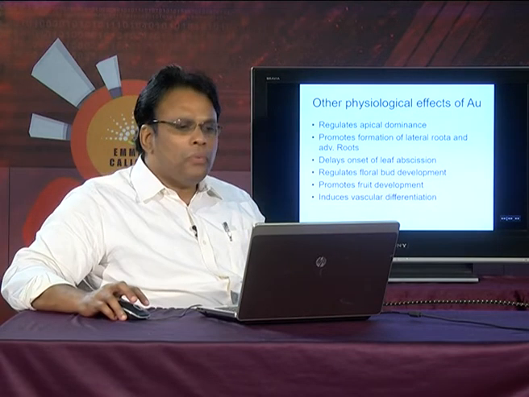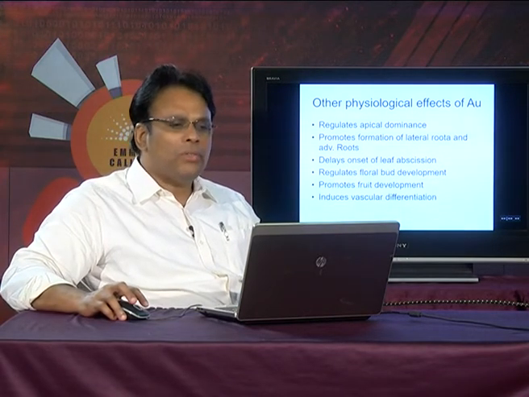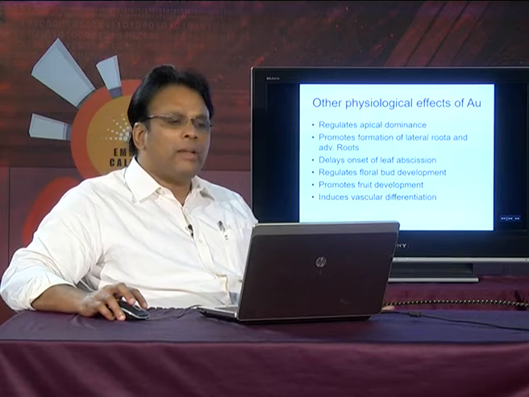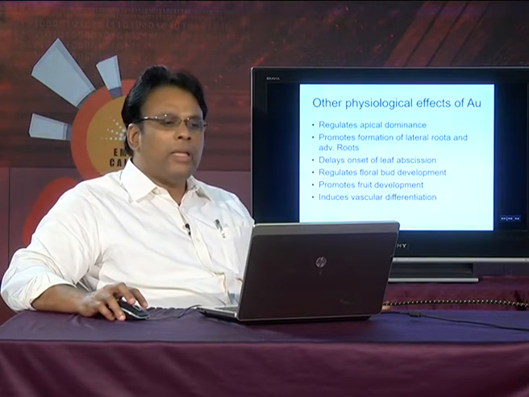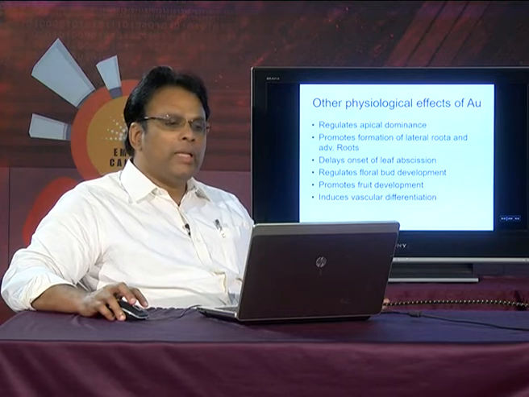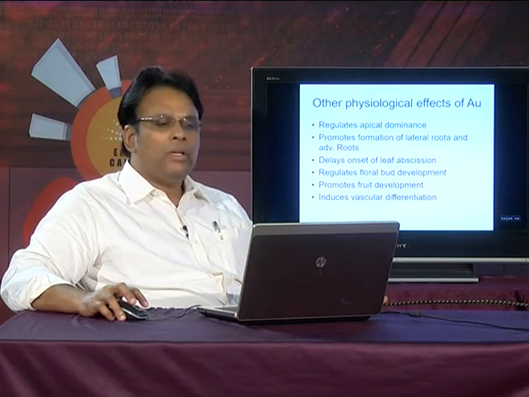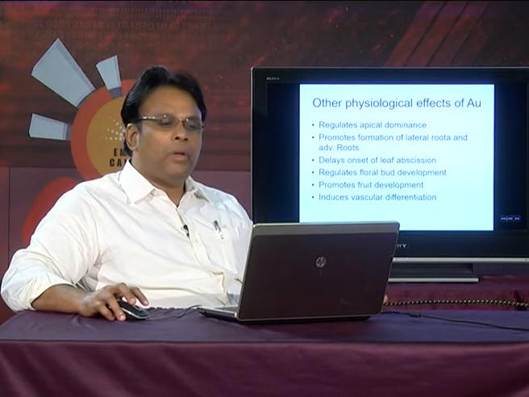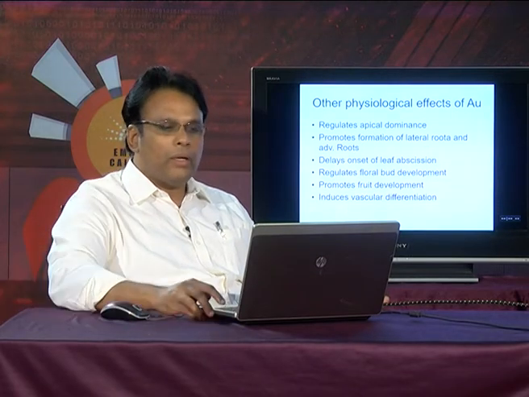Now, this is a list of other important physiological effects of auxin. You can see it can regulate apical dominance, it can promote formation of lateral roots and adventitious roots, it can delay onset of leaf abscission, can regulate floral bud development, promotes fruit development, induces vascular differentiation.